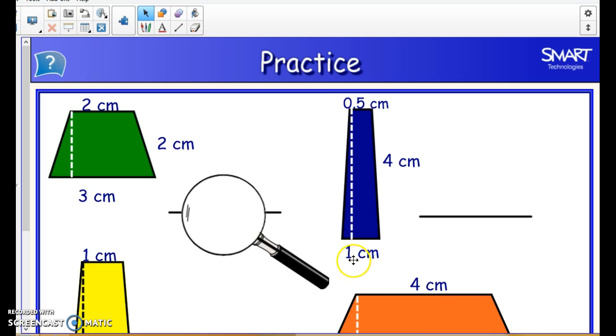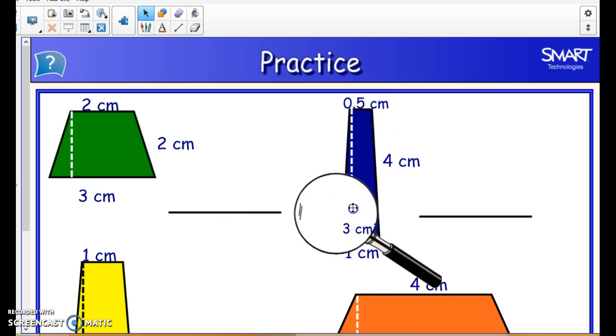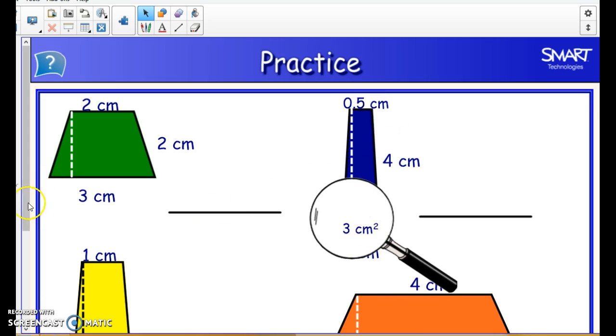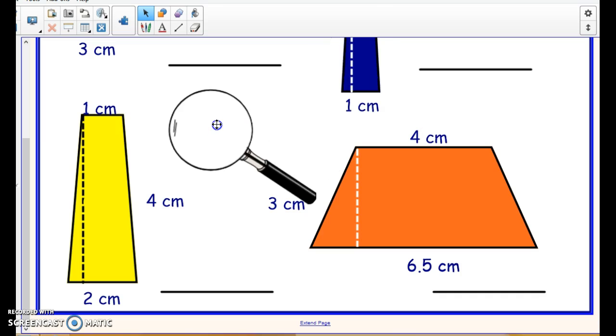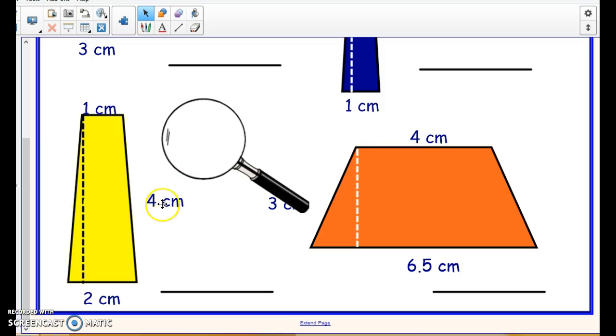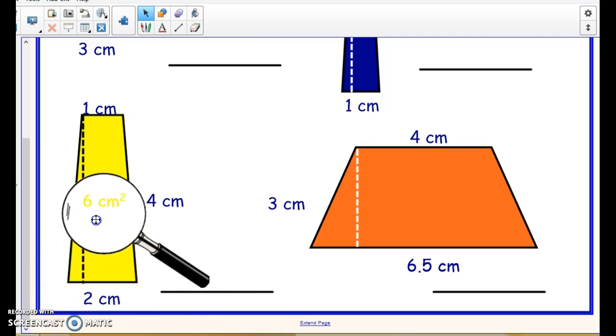Alright, same thing here. I have 1 plus a half, so 1.5. 1.5 times 4 is 6. 6 divided by 2 gives me 3 centimeters squared. Alright, going down to this yellow one, I have 1 plus 2 for adding my 2 bases, times 4, which is 12. 12 divided by 2 should give me 6 centimeters.